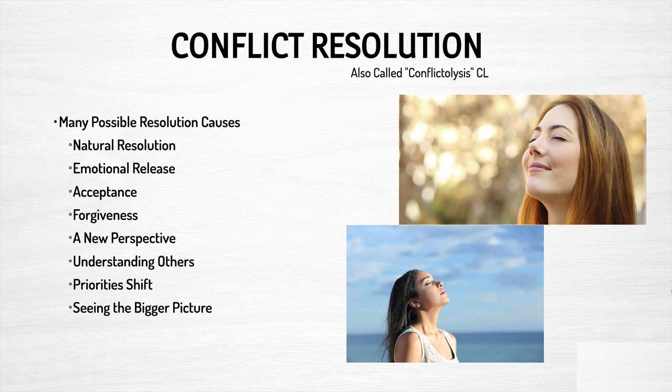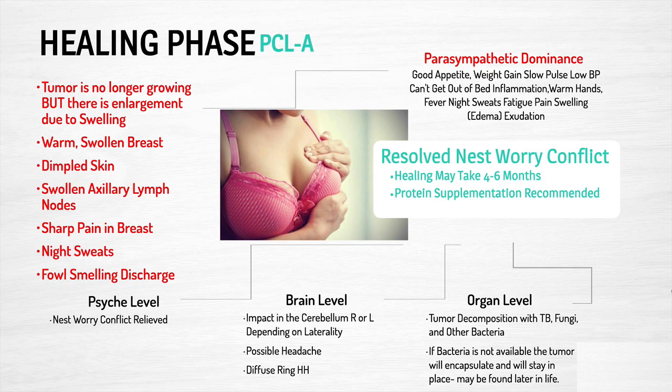So say if it's an injured child, and the child ends up being totally fine, that's a natural resolution. But sometimes things can't naturally resolve, say if someone passes away. There's acceptance, forgiveness, new perspective, understanding yourself and others, shifting of priorities. And so this is really the major work in GNM, this ability to recognize and resolve conflicts quickly so that you aren't stuck in that sympathetic adaptation mode for extended periods of time. Because once you get through the conflict resolution, your body immediately begins healing.